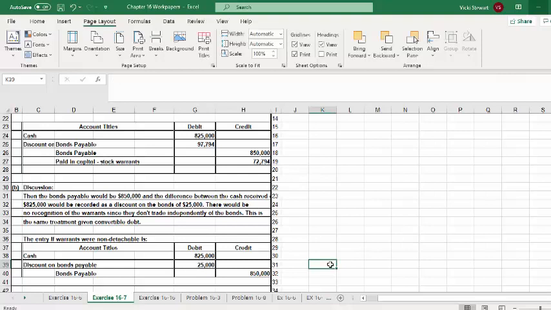So when stock warrants are non-detachable, there is no allocation of the bundle price to the warrants. So there is no entry to paid in capital stock warrants for non-detachable warrants. And that is the conclusion of the demonstration for Exercise 16.7b.